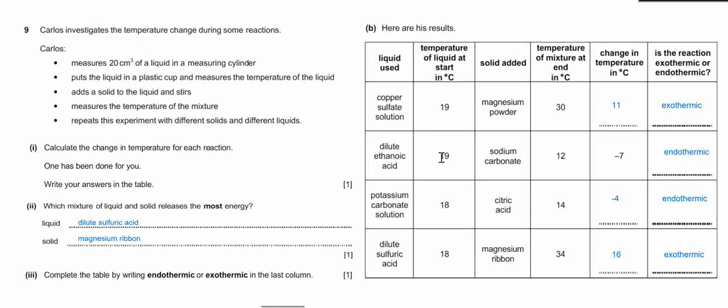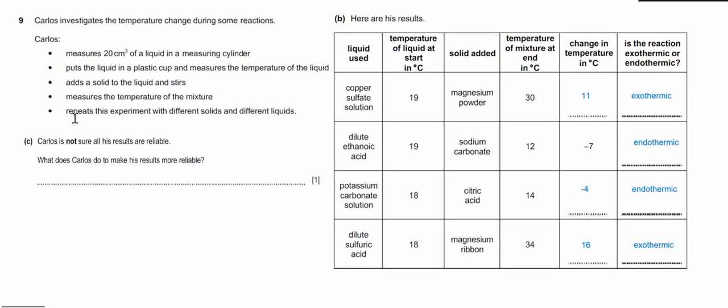Next, we move on to 9C. Here we go, we have question 9C. Carlos is not sure all his results are reliable. What does Carlos do to make his results more reliable?